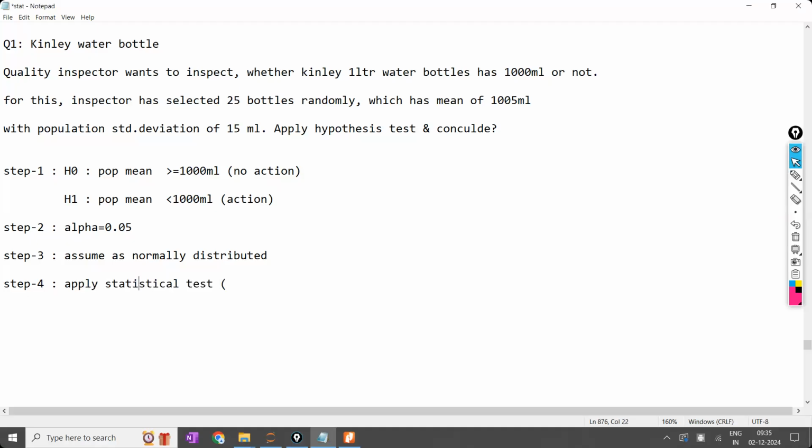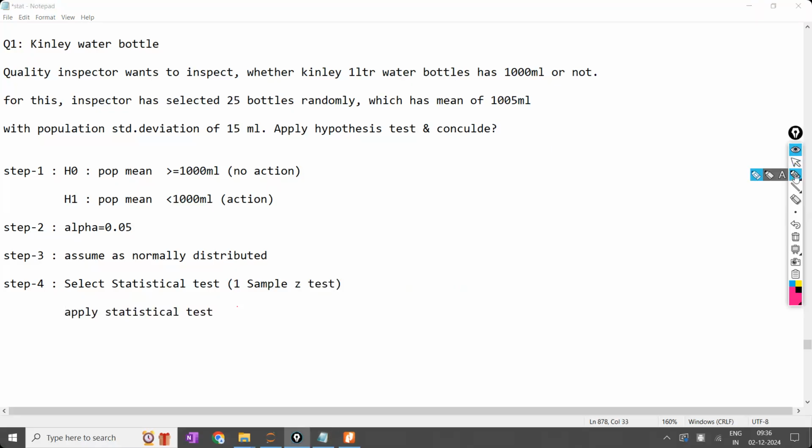First step is select statistical test. What is the statistical test you are going to select, miss? One sample Z test. One sample Z test. Okay, this is the first one. Apply this test. Apply the test means what is the meaning of apply the test?